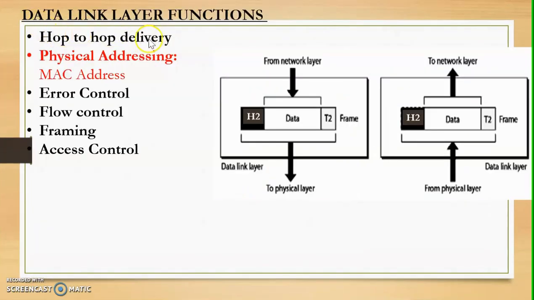So let us discuss some more functions of the data link layer. Hop-to-hop delivery we have already discussed. Second is physical addressing. Physical addressing meaning MAC address will be attached. So when data is sent from the data link layer, in the header of the frame, the MAC address of the sender and the receiver will be attached.